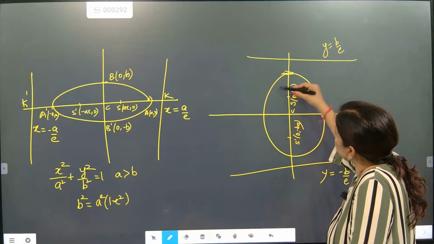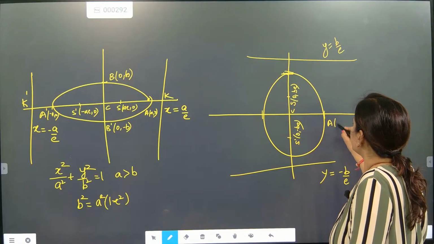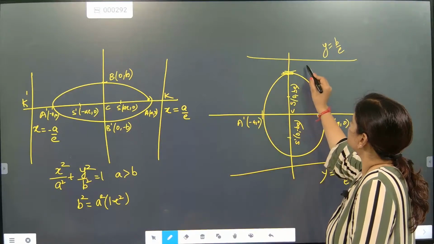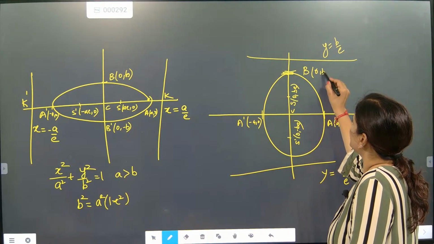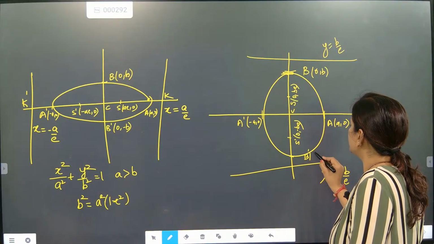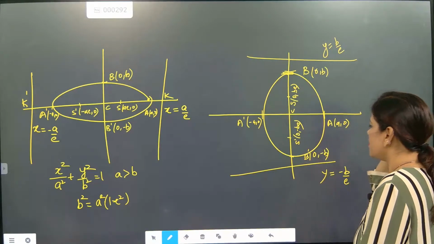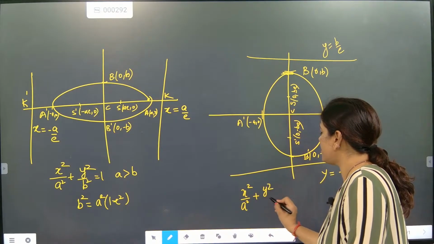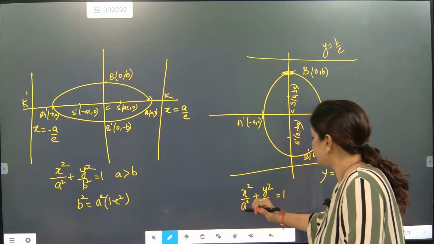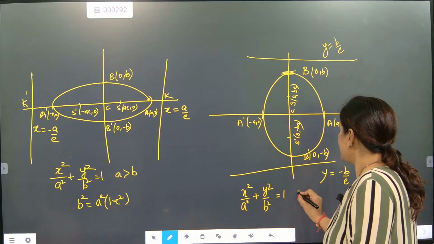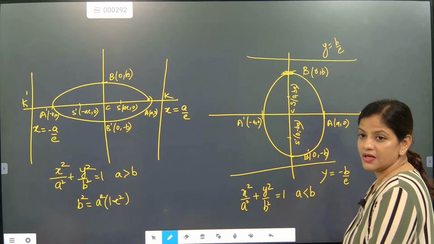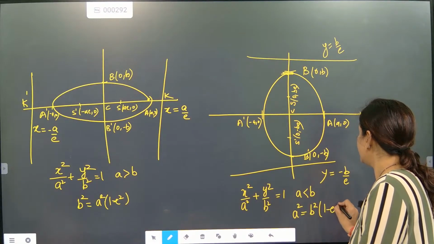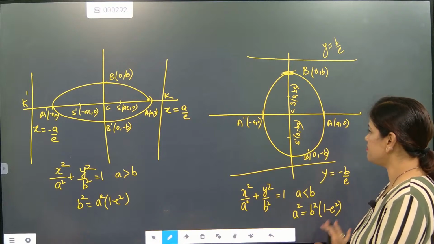Done. Now, beta, here this distance will become a, it will become a comma 0, and this distance will become a dash, minus a comma 0. This part is coming as b, it is 0 comma b, and this vertex point will become b dash, 0 comma minus b. But here the equation will become, beta, x square by a square plus y square by b square equal to 1. Here you must remember that a is less than b, and here it will be a square is equal to b square 1 minus e square. This is the major difference.